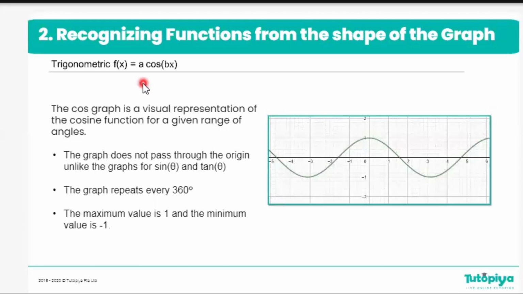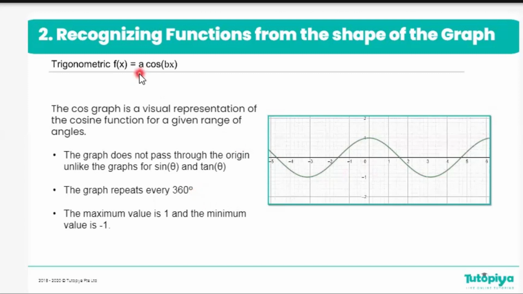The next trigonometric function that we're going to be looking at is our cosine curve. Now, your cosine curve is very much similar to your sine curve. We can see that it does not pass through the origin, it does not pass through 0, 0. But just like the sine graph, it also has the same period. It has a period of 360 degrees where it would repeat itself every 360 degrees.